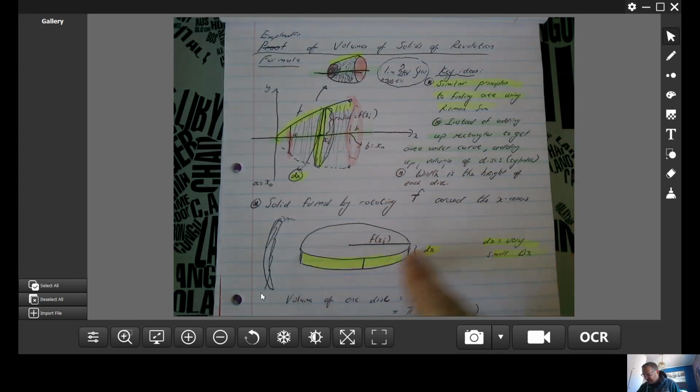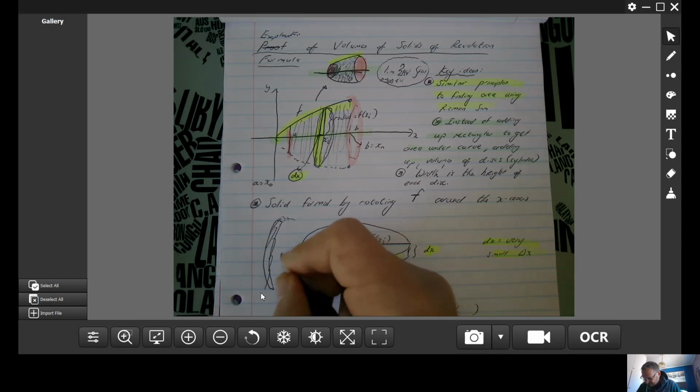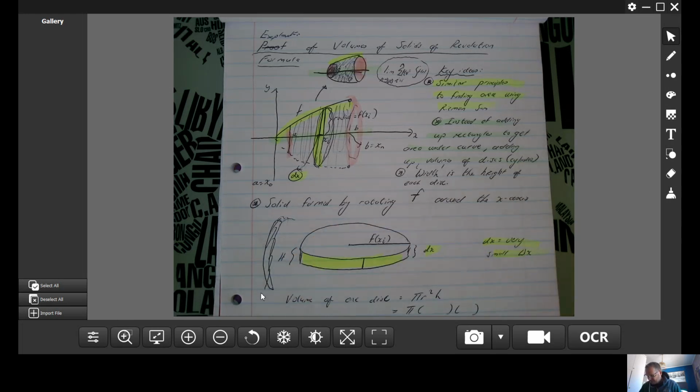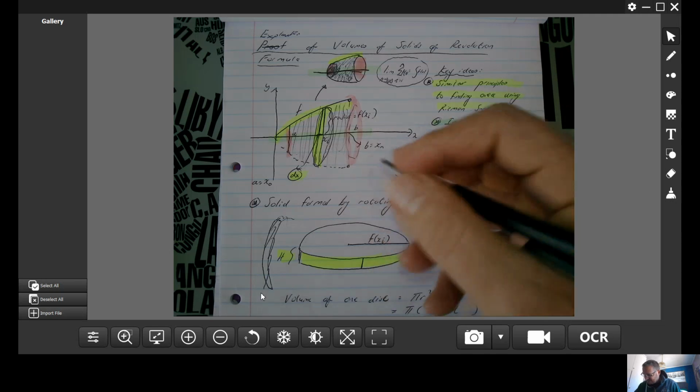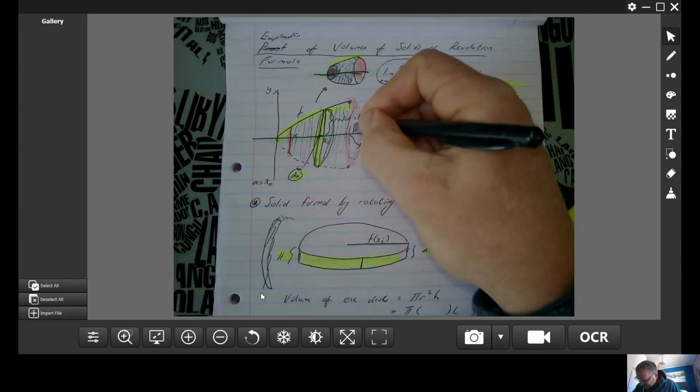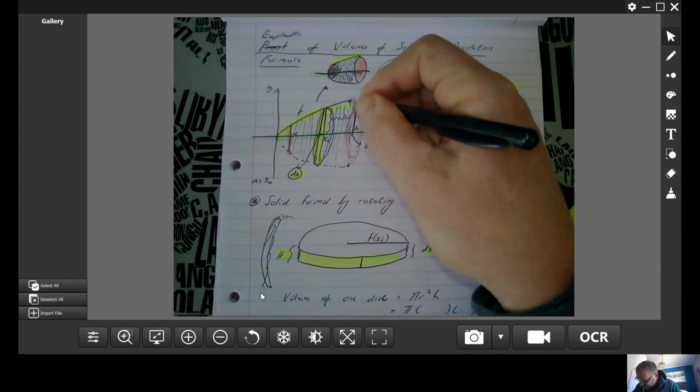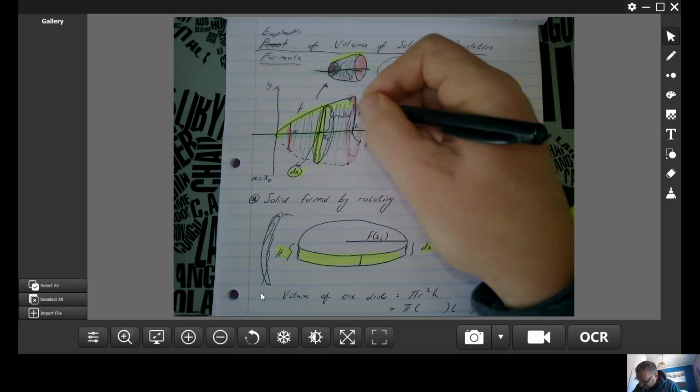Now, each disk has a height, this is your height of dx. The radius of each disk is that distance over there that goes up to the curve. Sorry, if my curve went up to there.